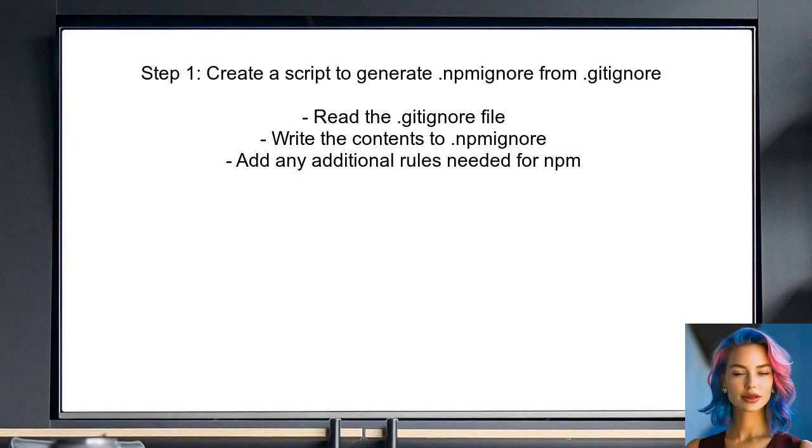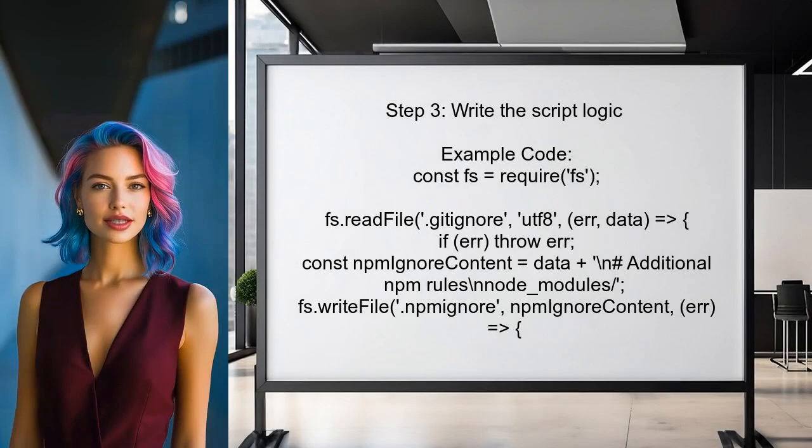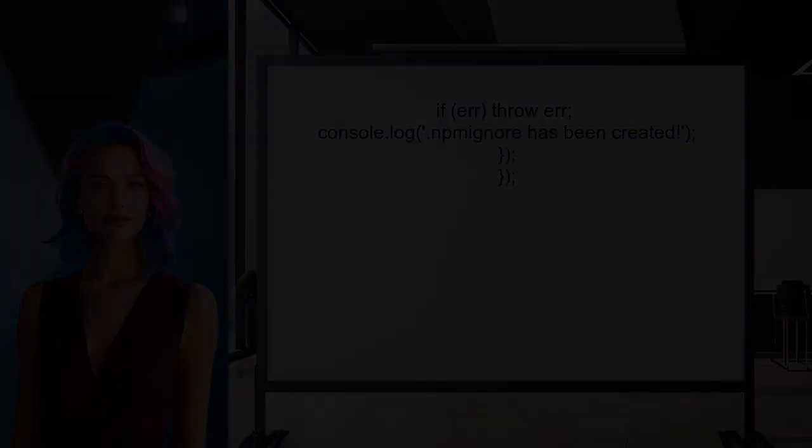To extend the functionality of the .npmignore file using the rules from .gitignore, the user can create a script that reads the .gitignore file and generates the .npmignore file automatically. The user can use Node.js to create this script. First, they should set up a new JavaScript file, for example, generate-npmignore.js. In the script, the user will need to include the fs module to handle file operations. They can read the .gitignore file and append any additional npm rules before writing to .npmignore.